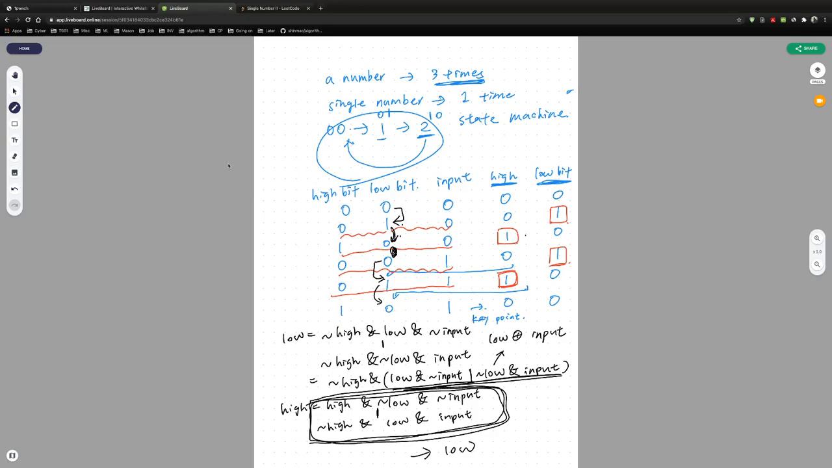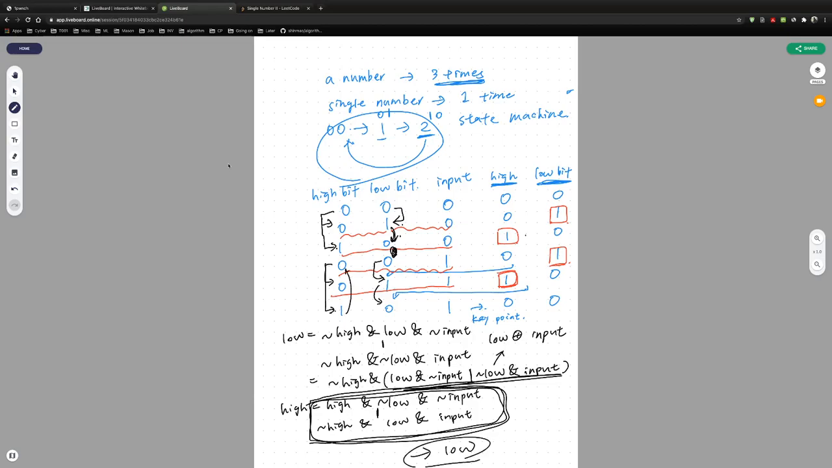If we want to find the same way, if other numbers appear 3 times while the single number appears 2 times, then you just need to return the high bit, because it used 2 times to become 1 and then reset to 0 again. Here it used 2 times to become 1 and then reset to 0 again. So the answer is our low bit.